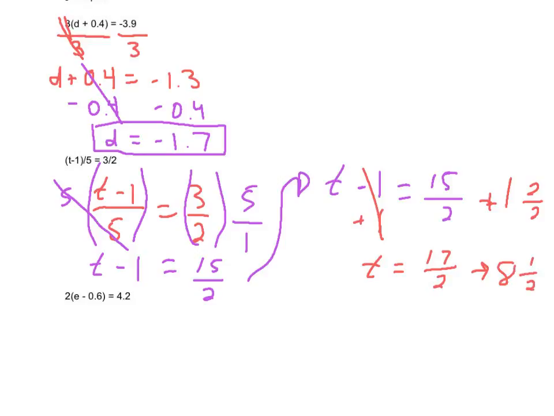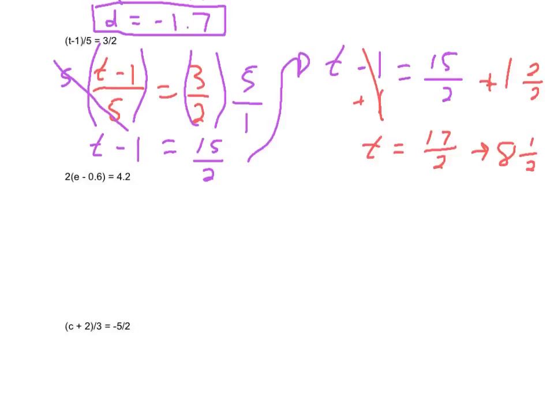One last example that I'll do, and then I'll leave one at the bottom for you to do, and we'll check that in class. We'll do one more together here, recognizing that 2 is being multiplied by both e and the minus 0.6, so we're going to divide by 2. We divide one side by 2, we divide the other side by 2. The 2's cancel. We're left with e minus 0.6 is equal to 4.2 divided by 2. Well, that is equal to 2.1.